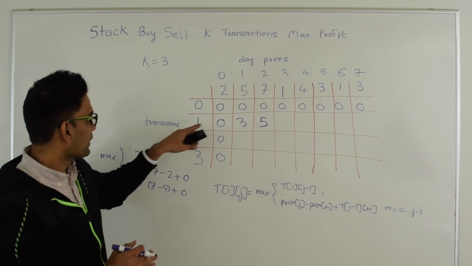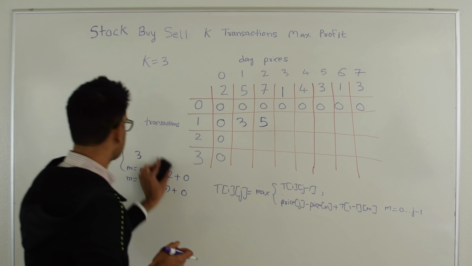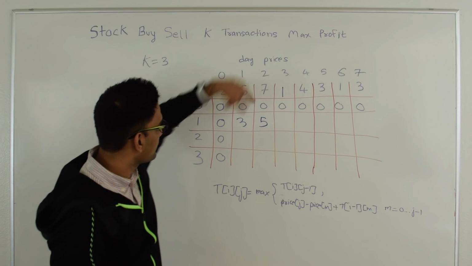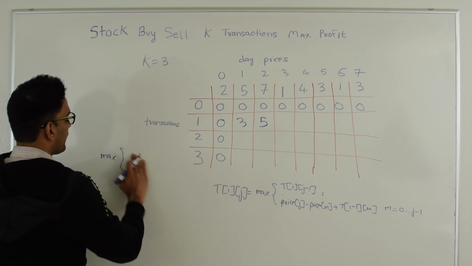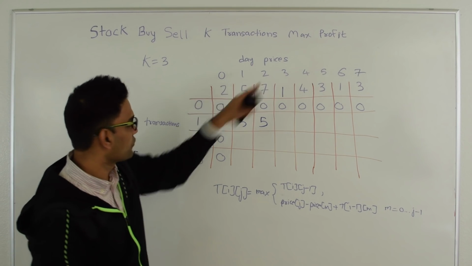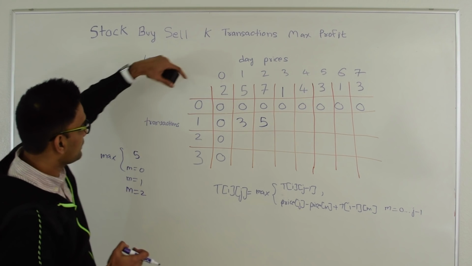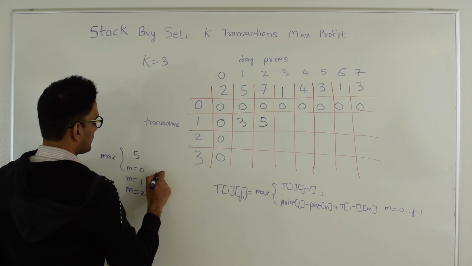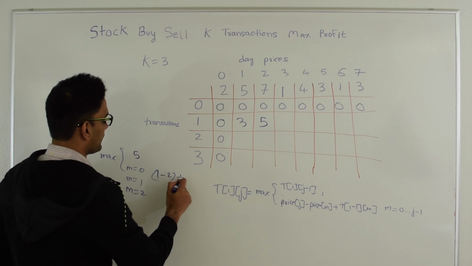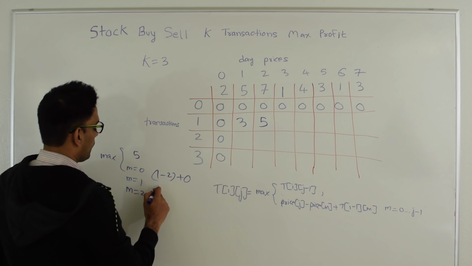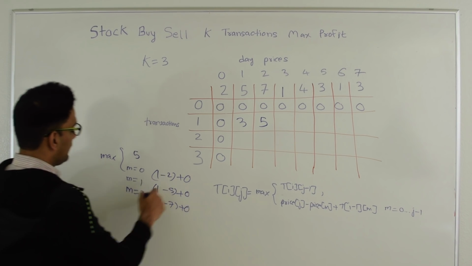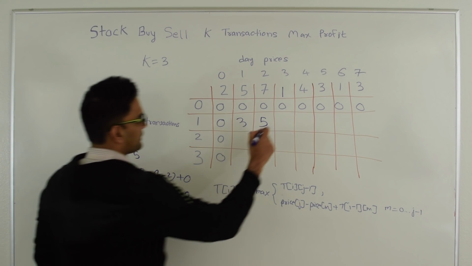Now let's solve for one transaction and day 3. In this case, what is the best you can do by not transacting at all on the 3rd day? That value is 5. Or trying all the days going from 0 to 2. If you are transacting on the 0th day, you're selling on the 3rd day, so 1, and you're buying at a higher price, so 2, so 1 minus 2 plus 0, or 1 minus 5 plus 0, or 1 minus 7 plus 0. In this case, this value 5 is going to be best, so this value again becomes 5.